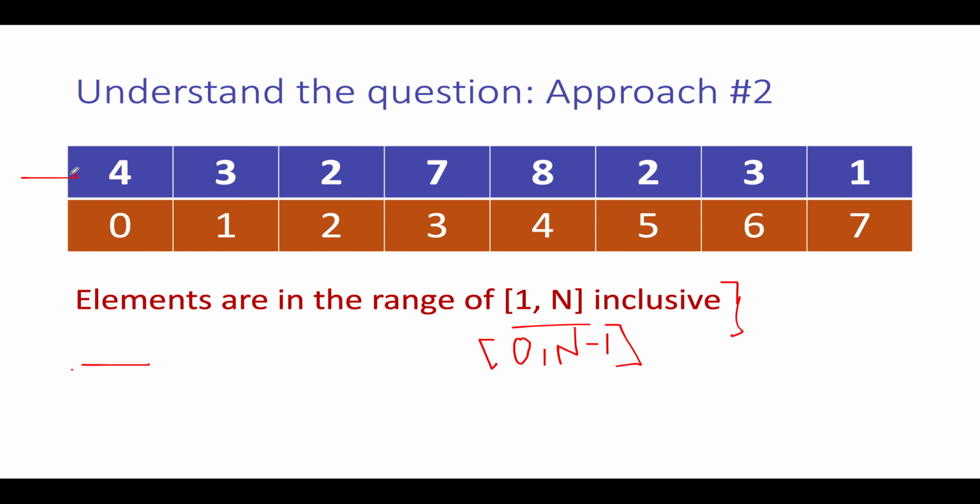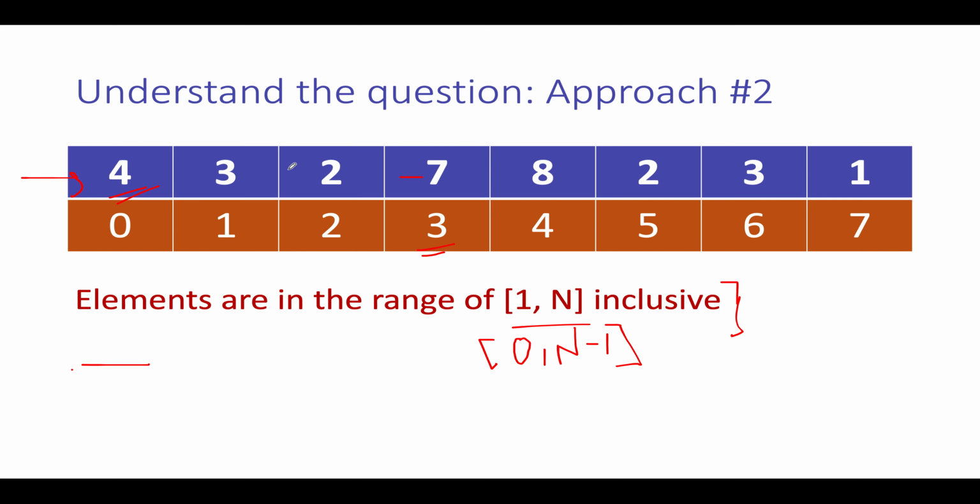Let's start the iteration. We see the first element as 4. What we are going to do, we'll take the absolute value of this element and subtract 1 from it so as to jump on to the third index. So 4 minus 1 is 3. We'll jump on to the third index and we'll negate it.